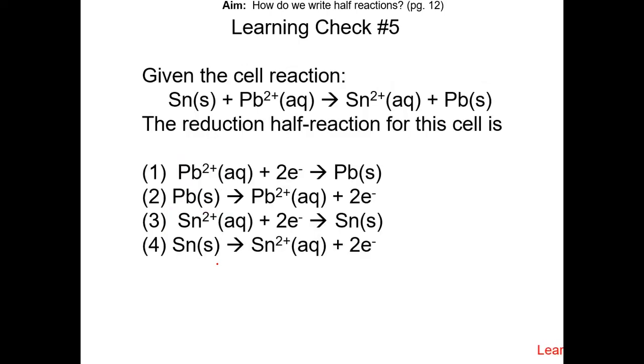Learning check number 5. Given the cell reaction, the reduction half reaction for the cell is what? Pause the video and resume when completed. The first step is to figure out which element is being reduced. It is lead. Lead goes from 2+ to 0. So the answer is choice 1, because for a reduction half reaction, electron is on the reactant side.